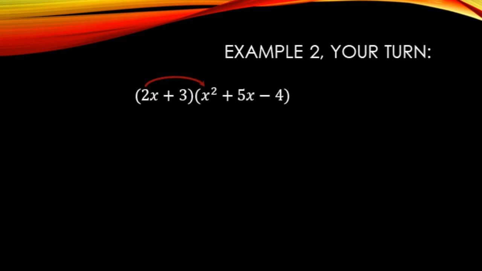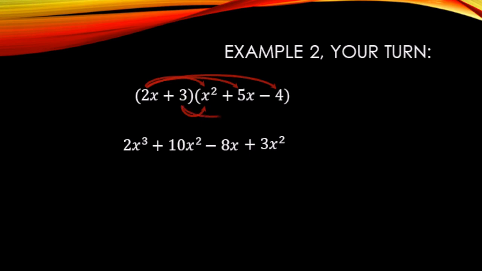All right, so here we go. 2x times x squared, 2x cubed, 2x times 5x, 10x squared, and 2x times negative 4, negative 8x. So we're done with the 2x. Now we're going to multiply all three of these terms times the 3. So 3 times x squared, 3x squared, 3 times 5x, plus 15x, and 3 times negative 4 would be a minus 12. Now we add like terms.